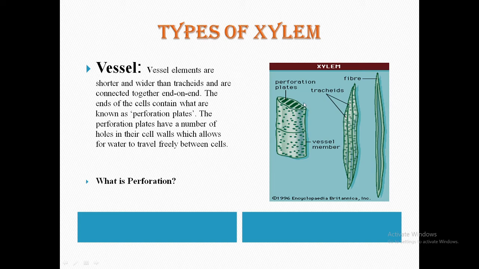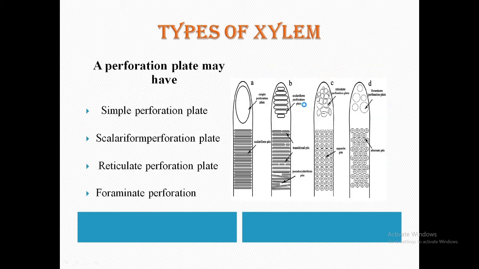There are various kinds of perforation plates. Simple perforation means the simple perforated plate is present in the proximal end wall of the vessels. Then scalariform means many or multiple plates are present, that is known as the scalariform perforation.